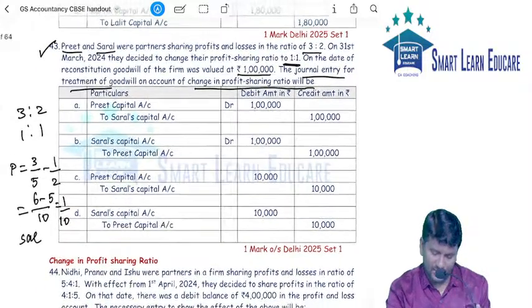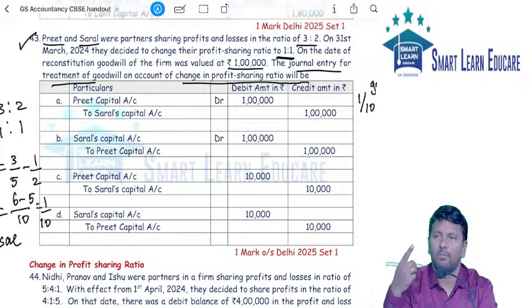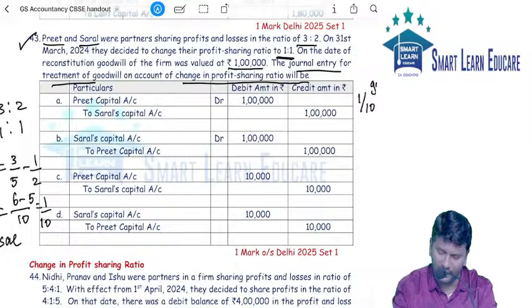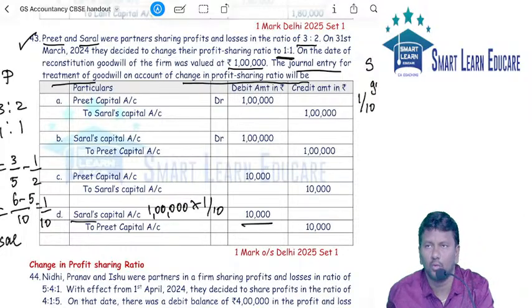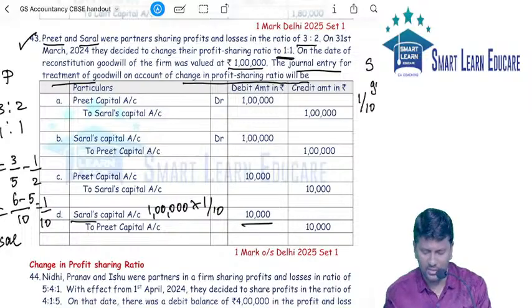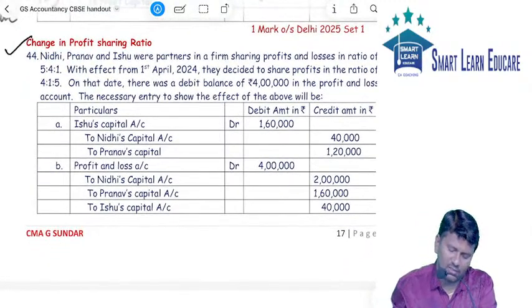Same way, second partner. Appa the second partner will be 1/10 gaining. Appa what is the journal entry? Gaining partner capital account debit to sacrificing partner. Appa S is gaining, P is sacrificing. Appa S account should be debited. Total goodwill is 1 lakh. 1 lakh into 1/10 will give you 10,000. So answer for this question is option D. It is 10,000.